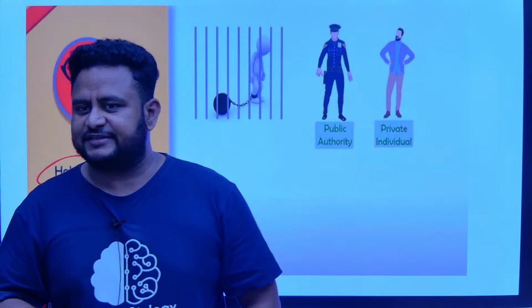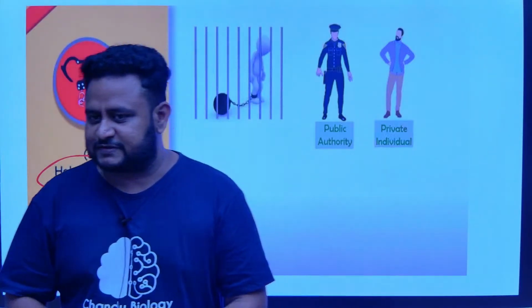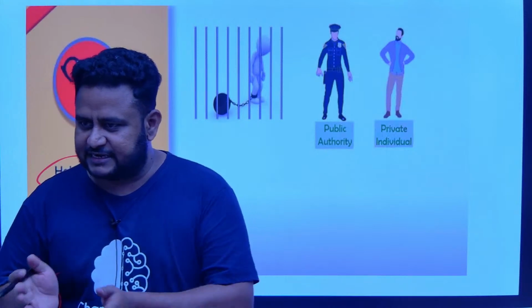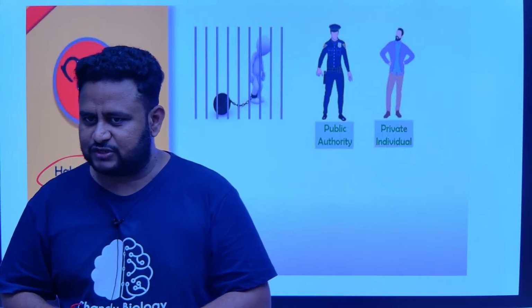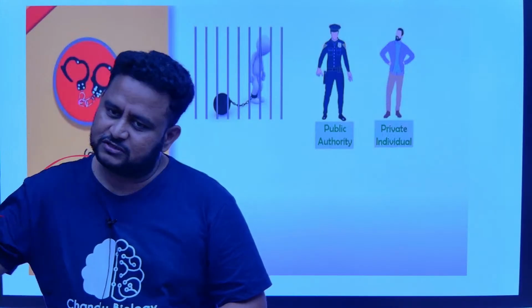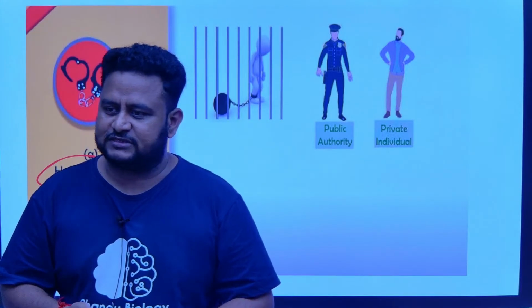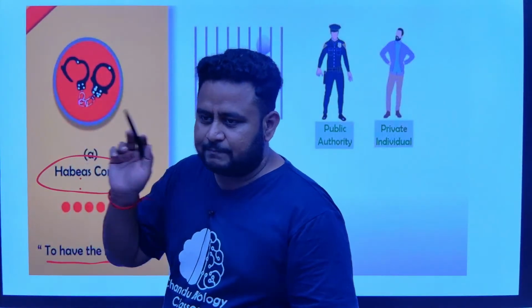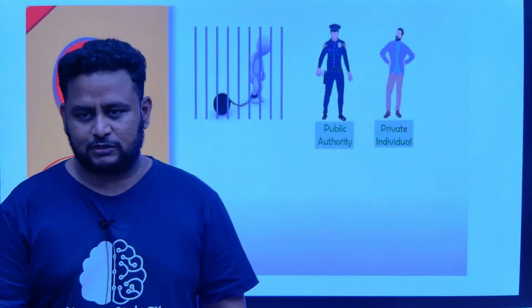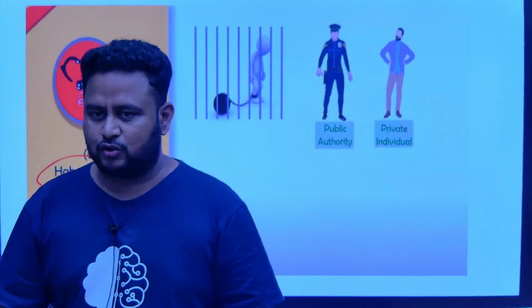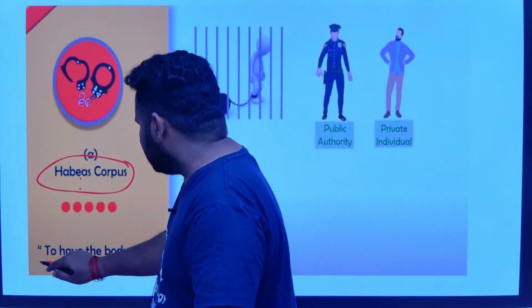To avoid this, you must have seen in the movies, they will arrest on Friday evening, because Saturday and Sunday will be holiday. So that they don't have to produce the person before the magistrate for 2 days, they get the time. They have to produce on Monday. You have seen these things in the movies, correct? So that is the meaning of habeas corpus. Compulsorily within 24 hours on normal days you have to produce the person before the magistrate or before the court. That is the meaning of to have the body of.